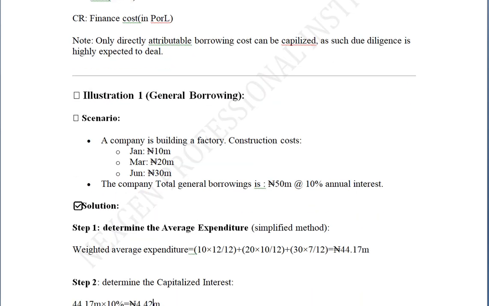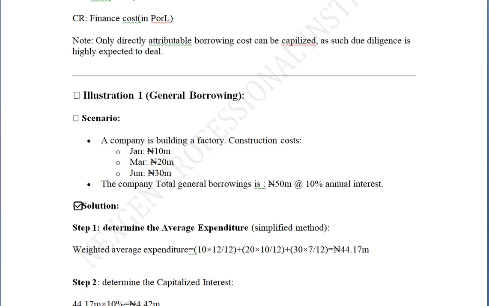For instance, a company is building a factory. Now we are going to start with general borrowing. A company is building a factory and the construction costs are as follows. In other words, the construction expenditure, that's why I said you are going to determine the average expenditure. In January, they removed 10 million, in March, they removed 20 million, and in June, they removed 30 million.